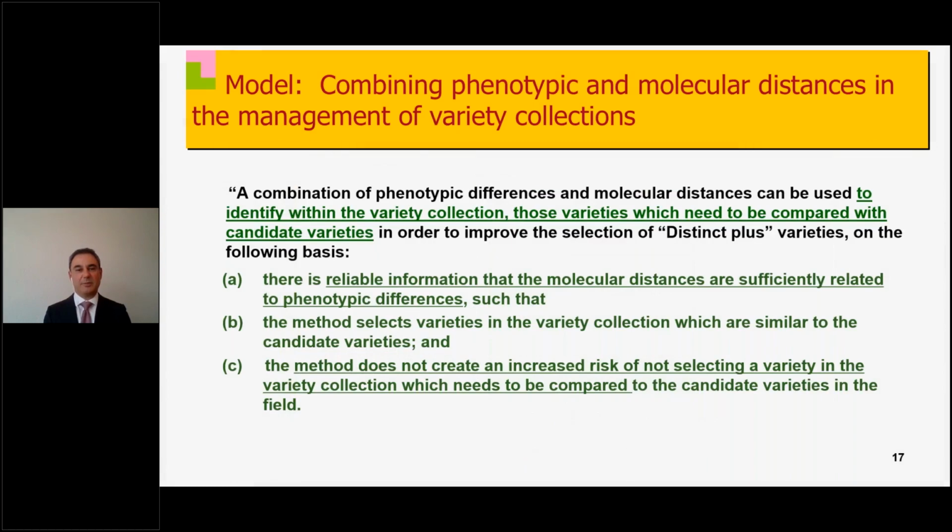This model, first developed and demonstrated by the colleagues from France, is based on the combination of phenotypic differences and molecular distances to reduce the size of the trial and therefore excluding varieties from comparison against candidate varieties on the basis that they first assess that there's reliable information that the molecular distances are sufficiently related to the phenotypic distances, that the method selects varieties in the collection which are similar to the candidate, and does not create a situation where varieties that should have been compared end up being excluded from comparison.